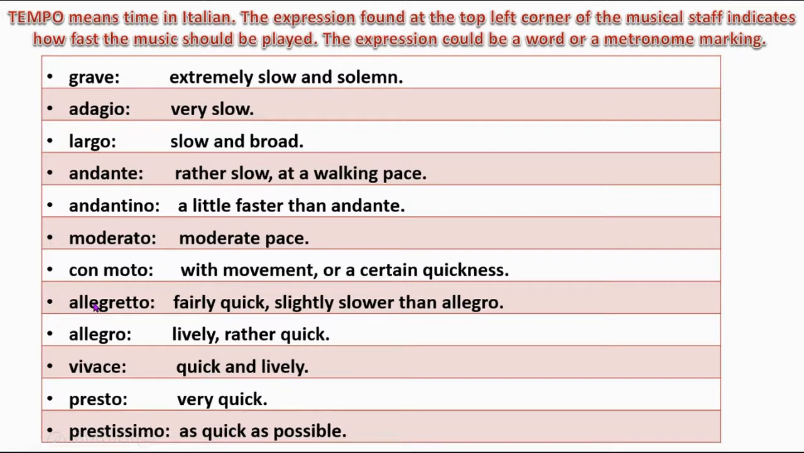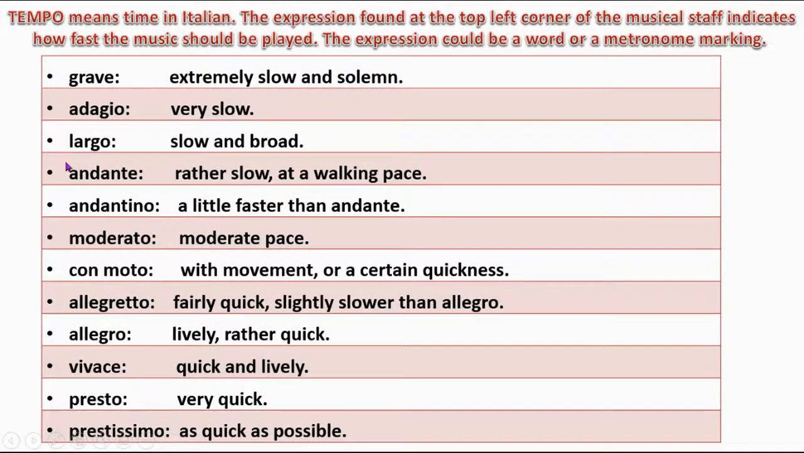Allegretto. Fairly quick, slightly slower than allegro. What is allegro? A lively, rather quick music. Vivace, quick and lively music. Presto, very quick music. And the last is prestissimo, as quick as possible.